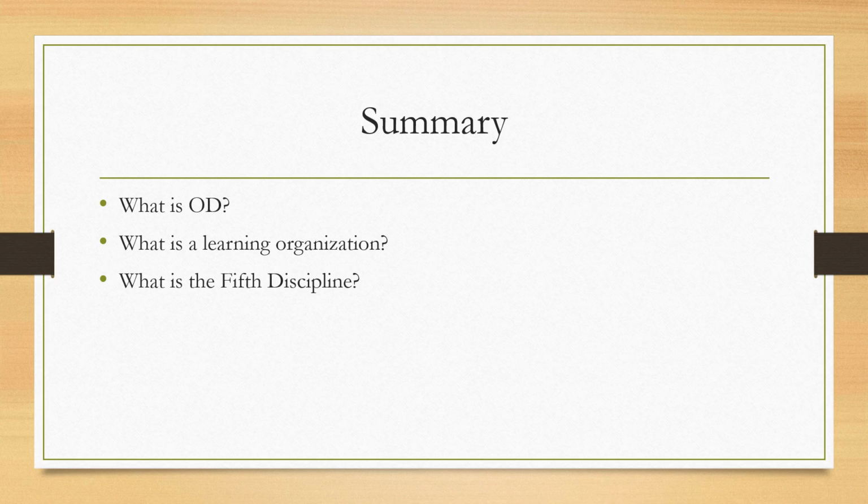The five disciplines, according to Peter Senge, are systems thinking, personal mastery, mental models, building a shared vision, and team learning. Systems thinking is the fifth discipline because it is the discipline that integrates disciplines.